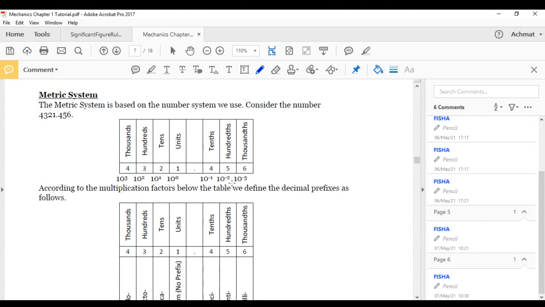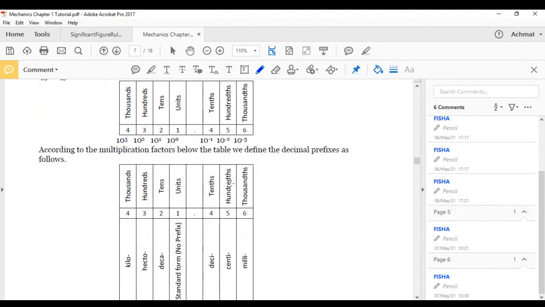And this is effectively the decimal system, or we also call it the metric system of numbers. Okay, so let's see these names. Again, what is written there? There's your number. Each one of them is given a particular prefix. Each one of these here, thousands, hundreds, tens, tenths, hundredths, and thousandths, they are given a prefix.